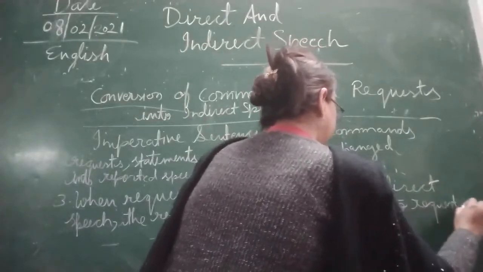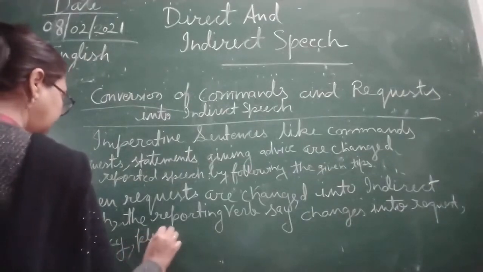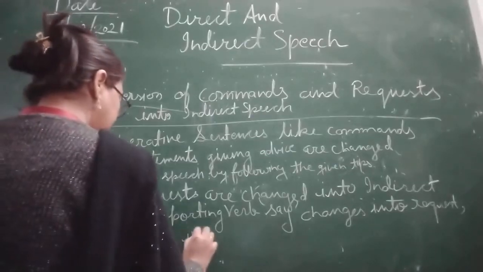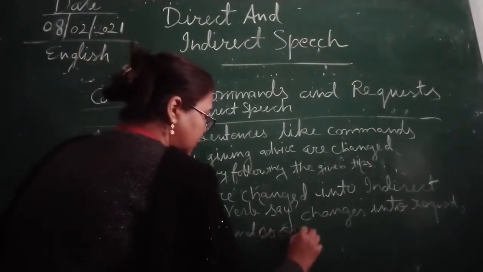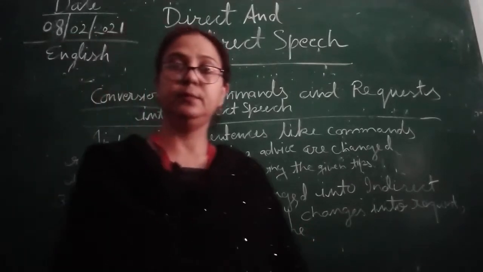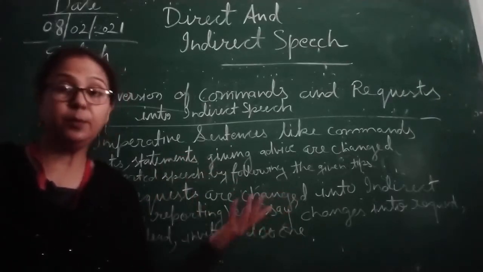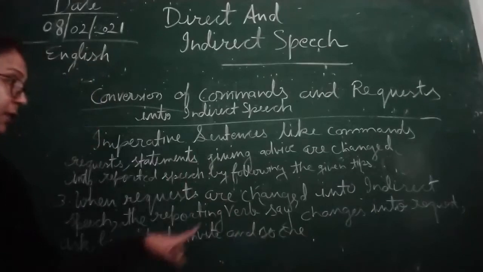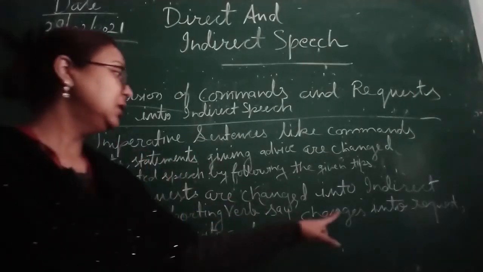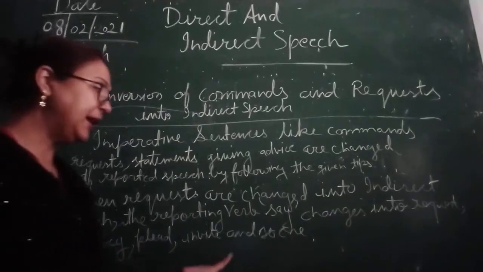Request, ask, beg, plead, invite, and so on. So children, whenever we are making a request to a person, in direct speech it is written, please give me a pen, please give me this copy. In indirect speech the reporting verb say will change into request, ask, beg, plead, invite, and so on.